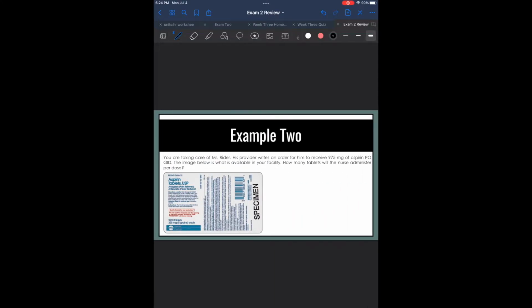All right, example number 2 here. We are taking care of Mr. Ryder, and his provider writes for him to receive 975 milligrams of aspirin PO 4 times a day. Again, our image right here is what we have available in our facility to use, and our question's asking us how many tablets we will administer per dose. So, looking at our label, these are 325 milligram tablets.